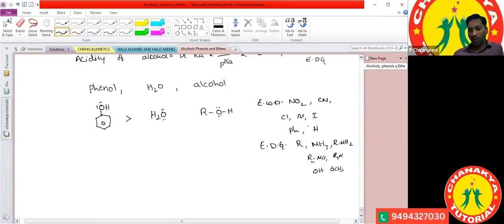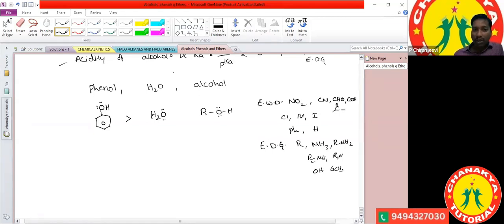One more thing we can write. What are the electron withdrawing groups? We can write CHO, COO, COOH, and C double bond O. Ketone also acts as an electron withdrawing group. You have to remember this concept. If you remember this concept, this is very easy. We are applying the concept only here.